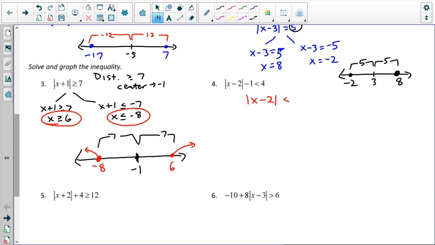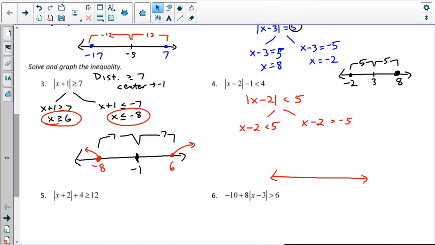Absolute value of x minus 2 is less than 5. I'm going to do that because I want to isolate the absolute value or get it by itself first. Now I'll break it into two cases. x minus 2 is less than 5, and x minus 2 is greater than negative 5. So, from a geometric perspective again, what I want to have is a center at 2, and then my distance is 5.